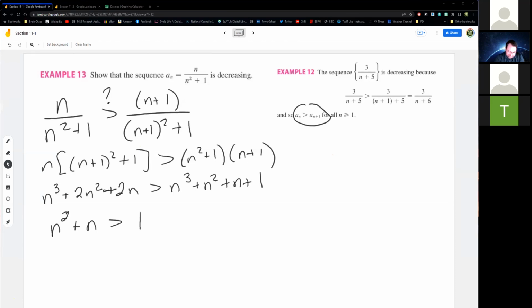So the question is, when n is greater than or equal to 1, which is when we're looking at our terms, is that always true? Is n squared plus n greater than 1? That would be true, because I'd have 1 plus 1 is 2, and 2 is greater than 1. And any value of n I plug in, that's always going to be true. So since that's true, I know that a to the n is greater than a to the n plus 1. So it's decreasing.